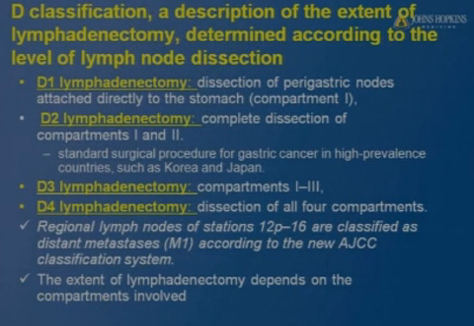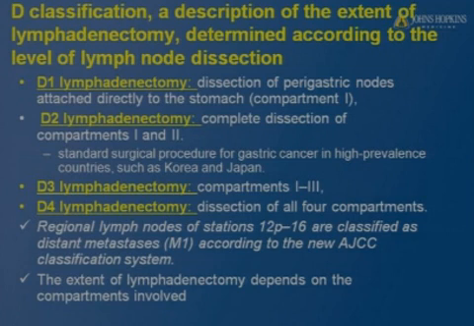Now, in Japan and Korea, where there is extensive gastric surgery, the standard surgical procedure for gastric cancer is D1 and D2 lymphadenectomy. These are dissections of the lymph nodes that are in close proximity to the stomach wall. If these two lymph node groups are dissected, there is a higher chance of cure. D3 and D4 lymphadenectomy is for more extensive disease, where in D3 up to 3 compartments and in D4 all 4 compartments of lymph nodes are involved.